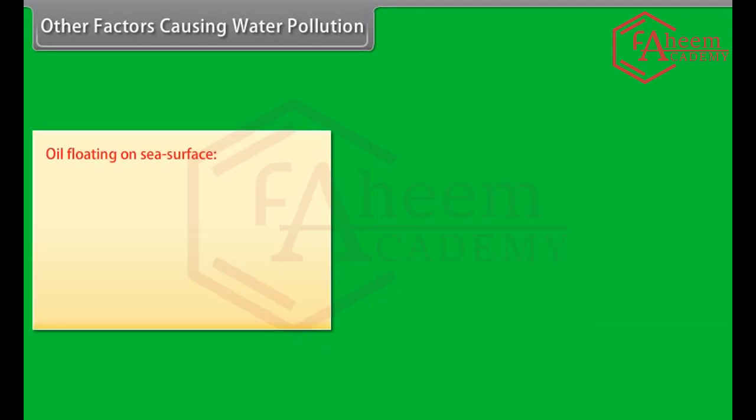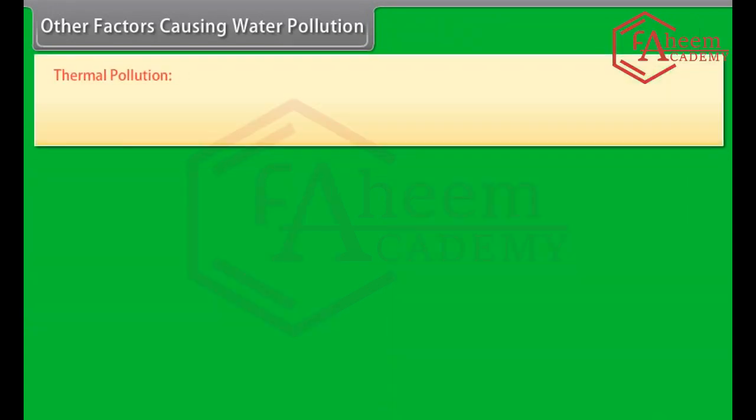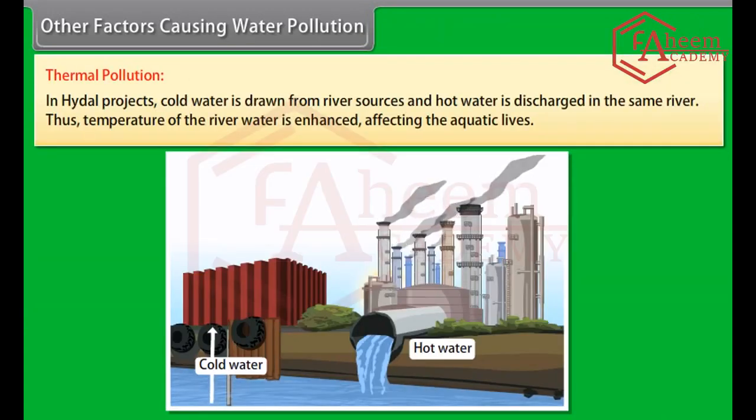Oil floating on sea surface. Leakage of hydrocarbon oils from oil tankers producing an oily layer on the sea surface also causes a serious threat to aquatic lives. The oily layer gradually reduces dissolved oxygen in sea water and aquatic life gets less oxygen for respiration. Thermal pollution. In hydel projects, cold water is drawn from river sources and hot water is discharged in the same river. Thus, the temperature of the river water is enhanced, affecting the aquatic lives.